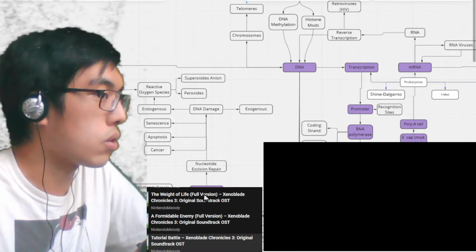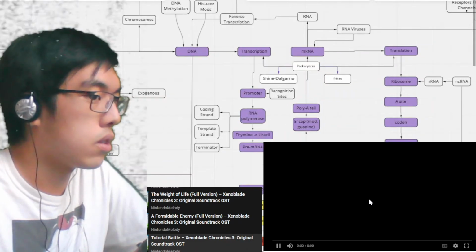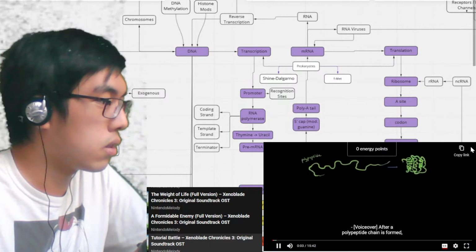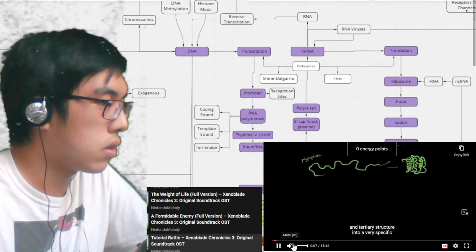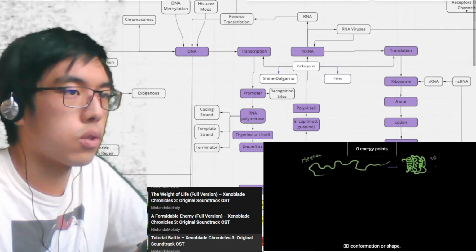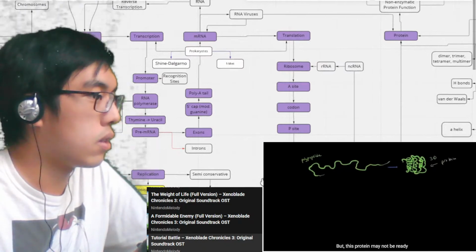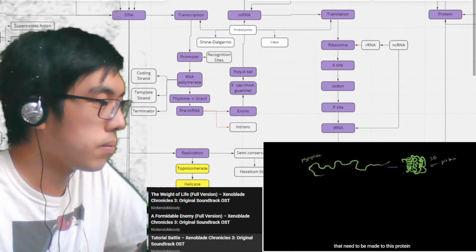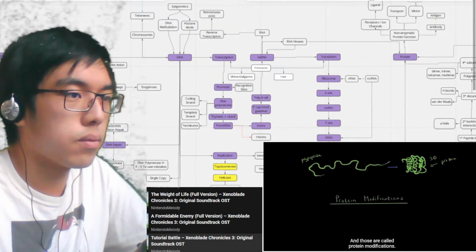Protein modifications. Okay. Now this is exciting. After a polypeptide chain is formed, it's going to be folded into its secondary and tertiary structure into a very specific 3D conformation. And at this point, we can start calling it a protein. But this protein may not be ready to carry out its function just yet. There might be some additional protein modifications that need to be made to this protein before it can be functional. And those are called protein modifications.